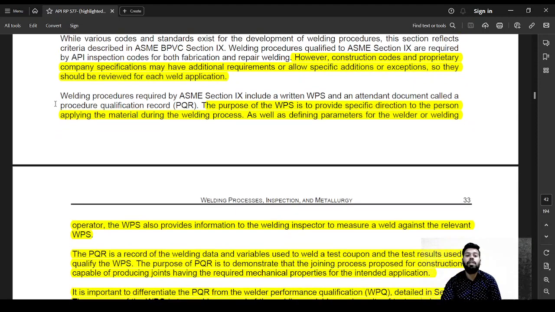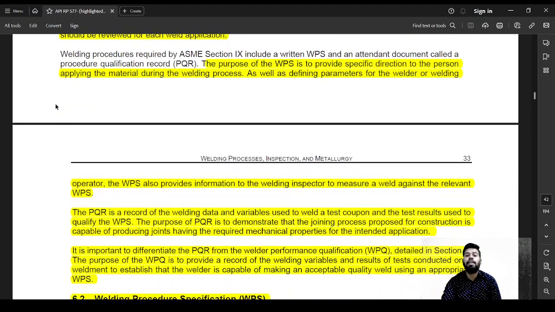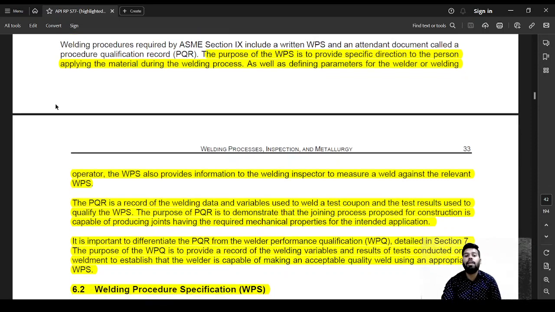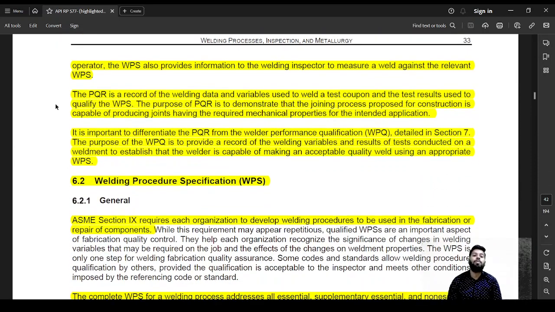The welding procedure required by ASME section 9 includes a written WPS and an attendant document that is known as PQR. So you have a WPS that is qualified by a PQR. The purpose of the WPS is to provide specific direction to the person applying the material during the welding process, as well as defining the parameters for welders or welding operators. The WPS also provides information to the welding inspector to measure the weld against the relevant WPS.